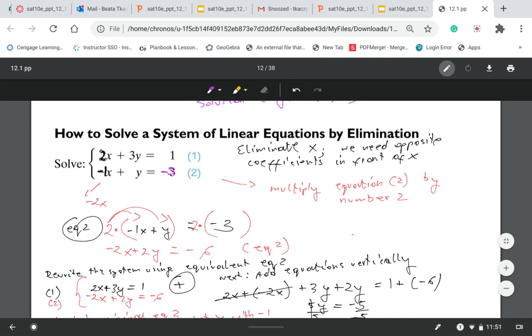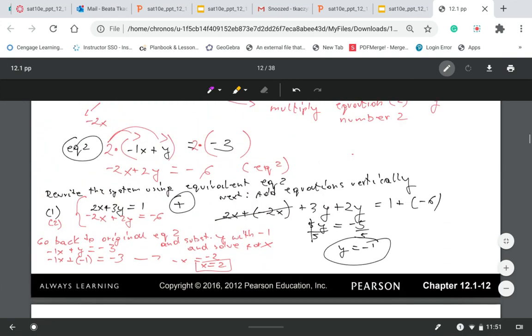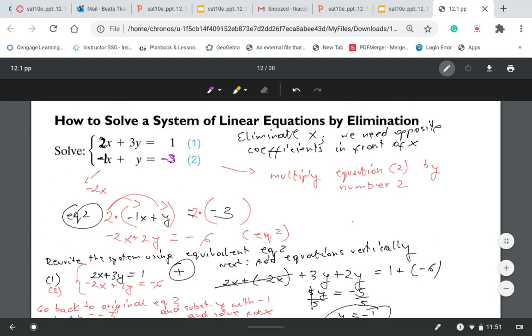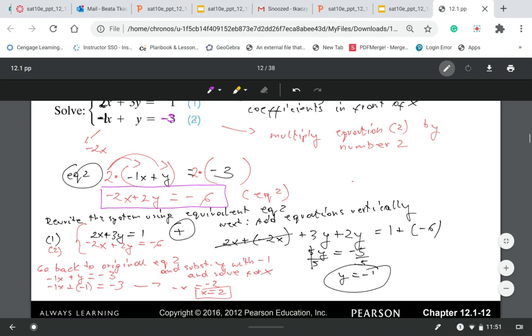So that was solving a system of equations using the elimination method. What is the difference between the substitution and elimination methods? As you see, I work with equivalent equations. I changed equation 2 by multiplying the left and right sides by 2, to get the equivalent equation negative 2x plus 2y equal negative 6. And then I replaced the original equation with the equivalent equation.